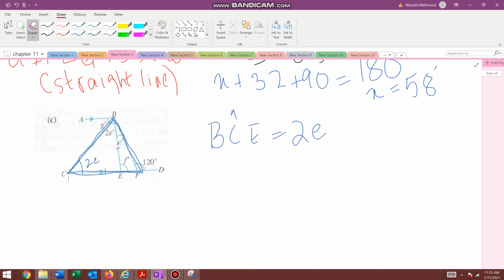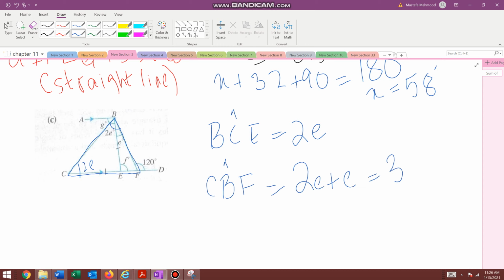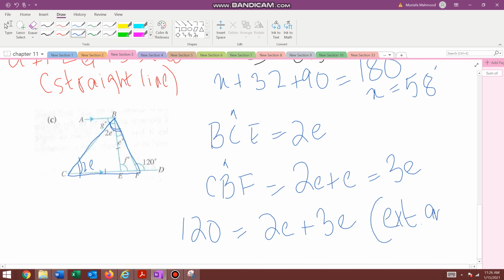So the angles inside this triangle are now, this one is 2E and this whole is 2E plus E. So the whole angle CBF is equal to 2E plus E, which makes it 3E. So ये angle 3E है, ये angle 2E है, and they are the interior opposite angles to 120. So 120 is equal to 2E plus 3E because 120 is an exterior angle and it is equal to the sum of opposite interior ones.